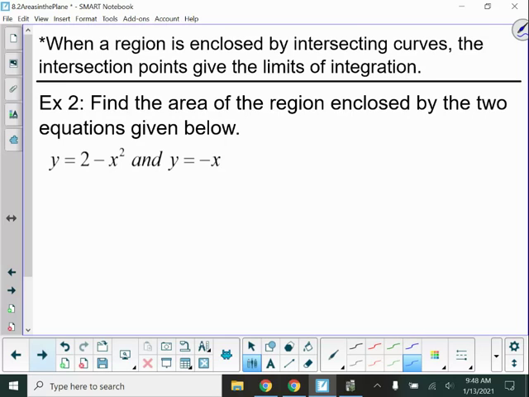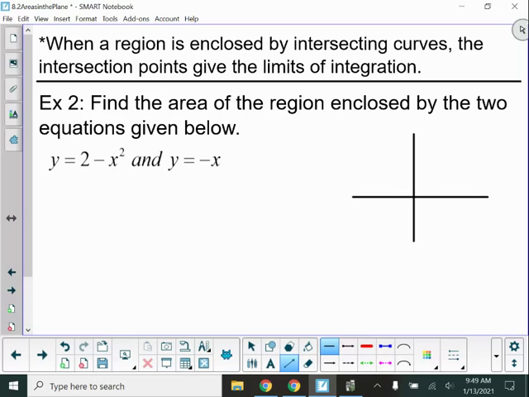Sometimes they're not going to tell you where your bounds are, but it does say for this one, find the area of the region enclosed by the two equations. In that case, you actually want to see where the intersection points are, and those are going to become your limits of integration. So I'm going to go ahead and graph both of these equations so we can see where they cross. We can use some algebra to confirm that as well.